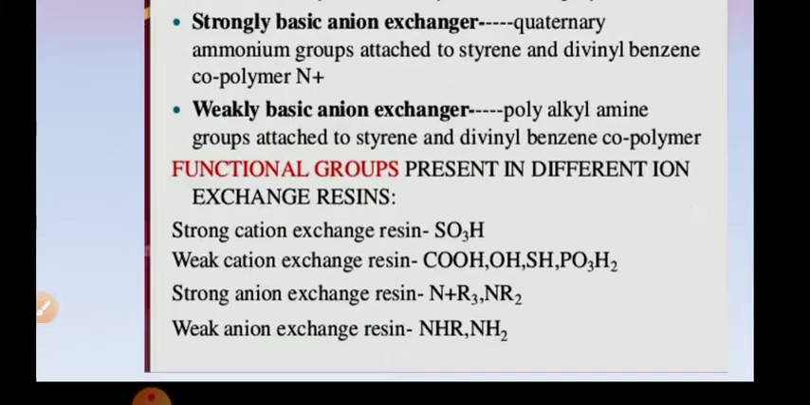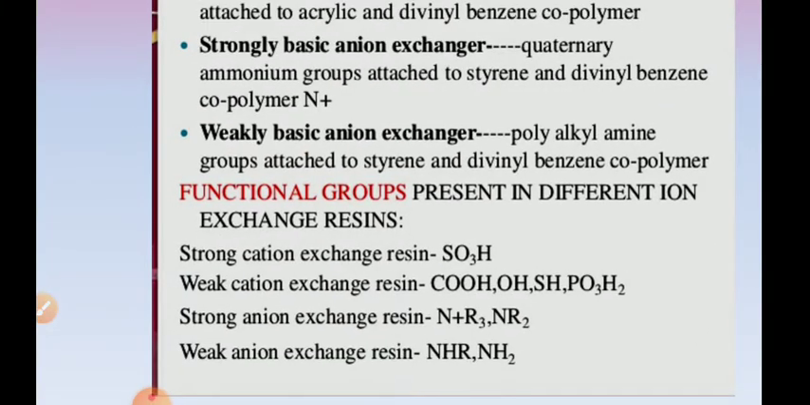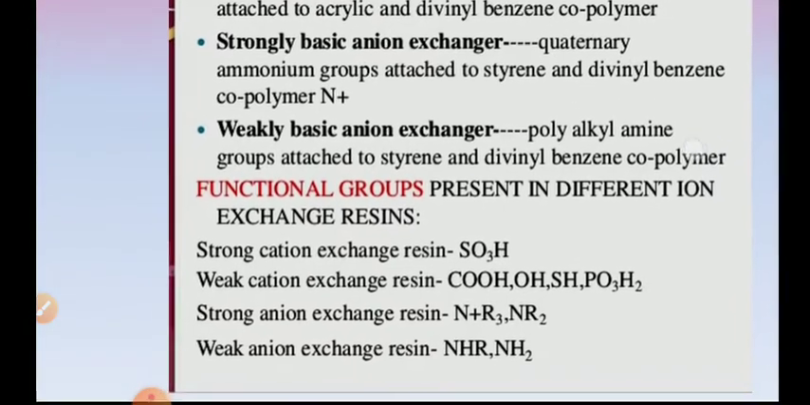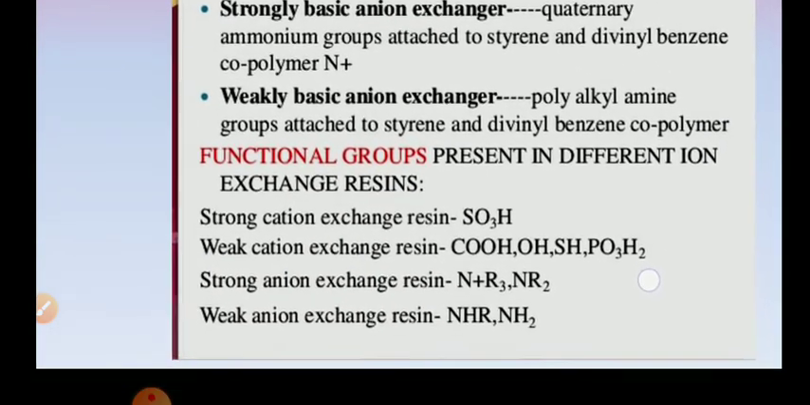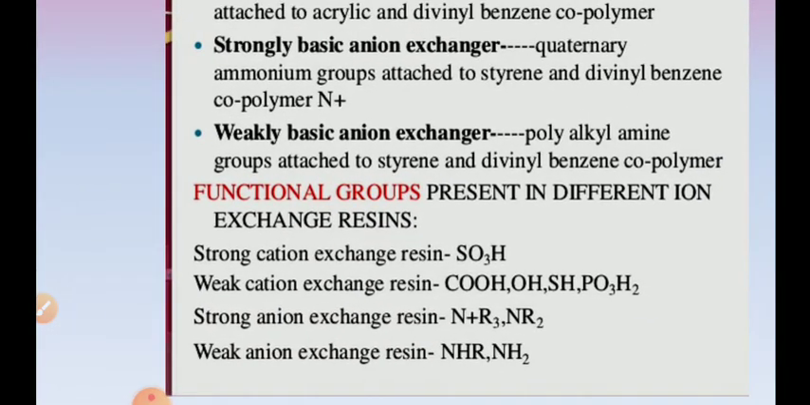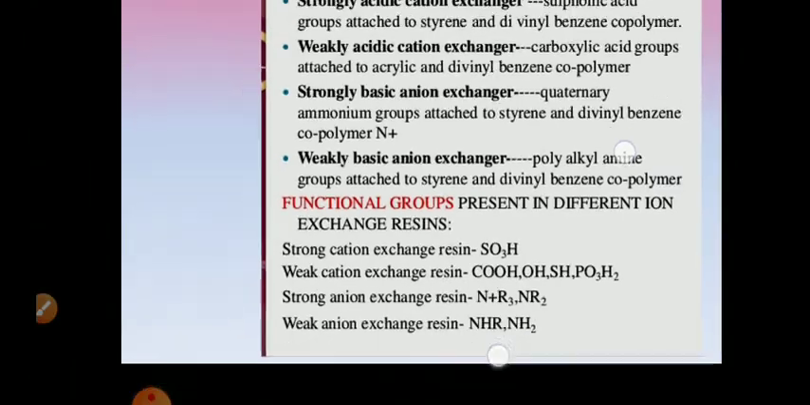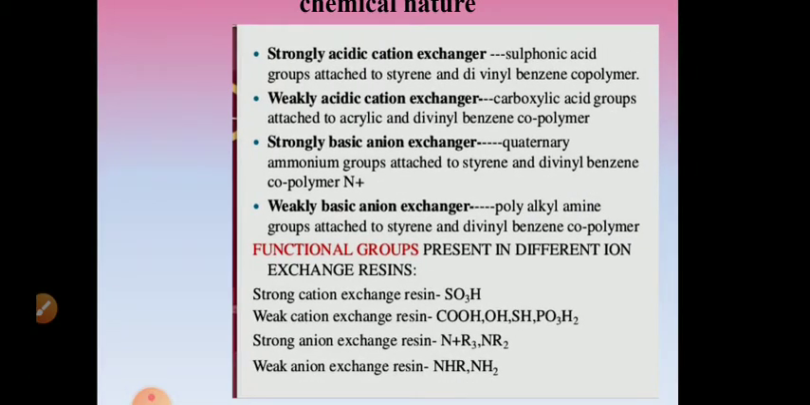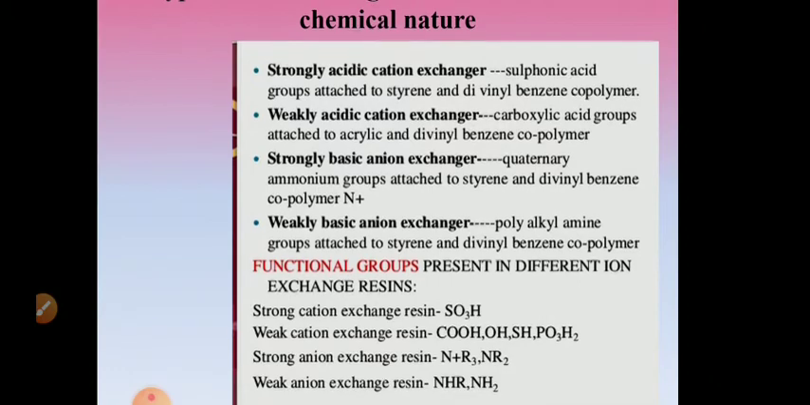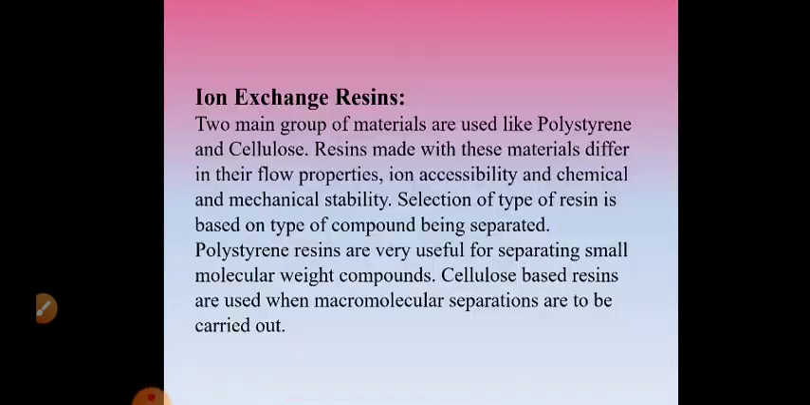So strong cation exchange resins generally have sulfonic acid groups. Weak ones have carboxylic acid group or maybe phosphoric acid. Strong anion exchange resins generally have tertiary amines or secondary amines, and the weak ones have alkylamines generally. So these are the different types of exchangers depending upon whether they have a strongly acidic group or weak acidic group, and like that.